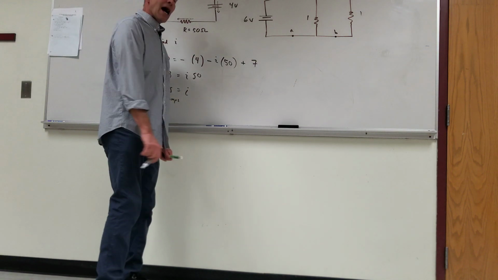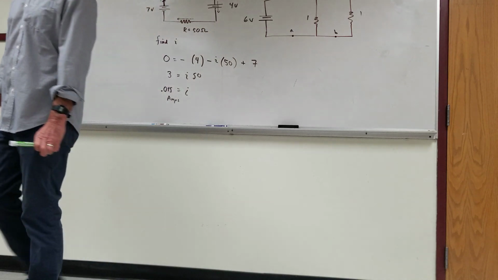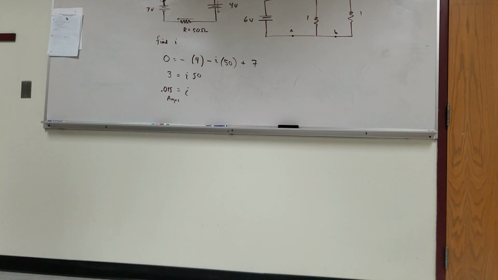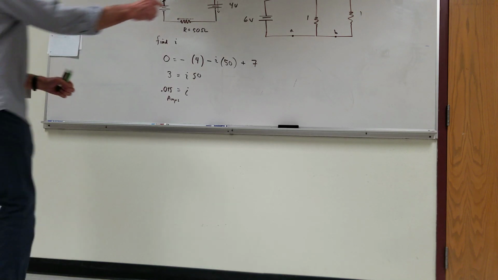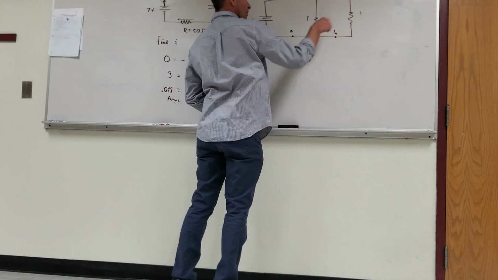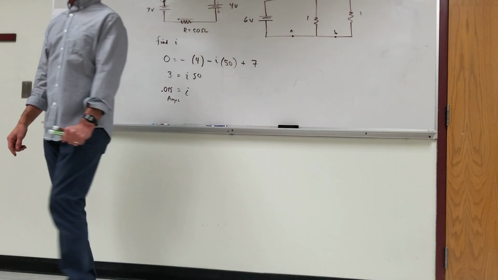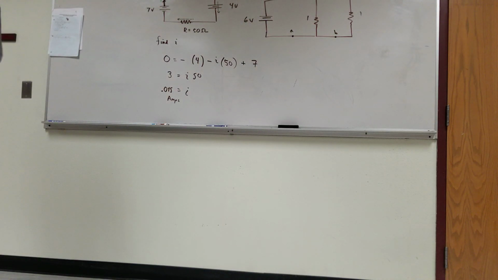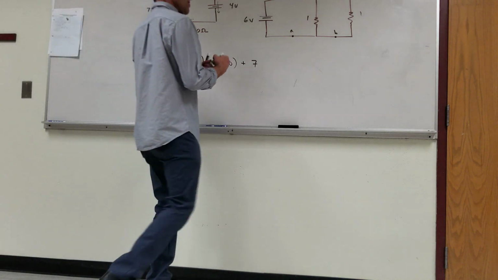So I see more than one loop. I see 3 loops. Do you guys see 3 loops? The big one and the 2 little ones. That means you have 3 equations. So you can make as many equations as you have loops.